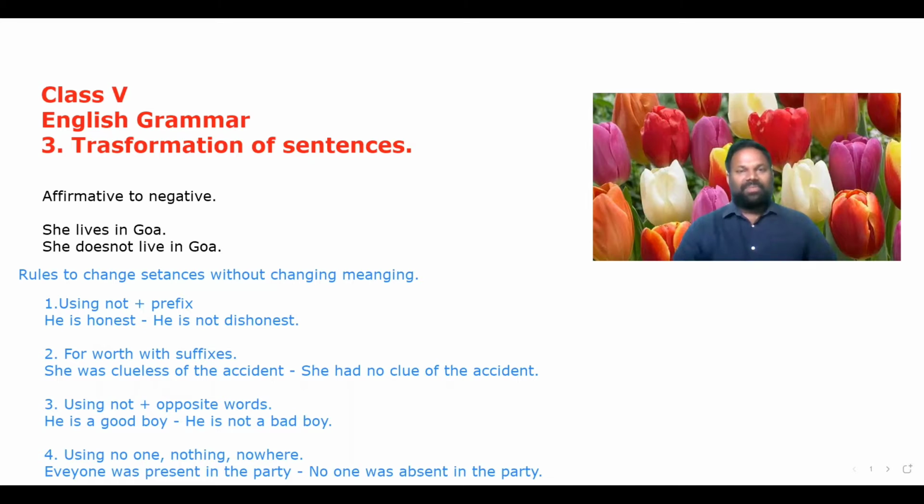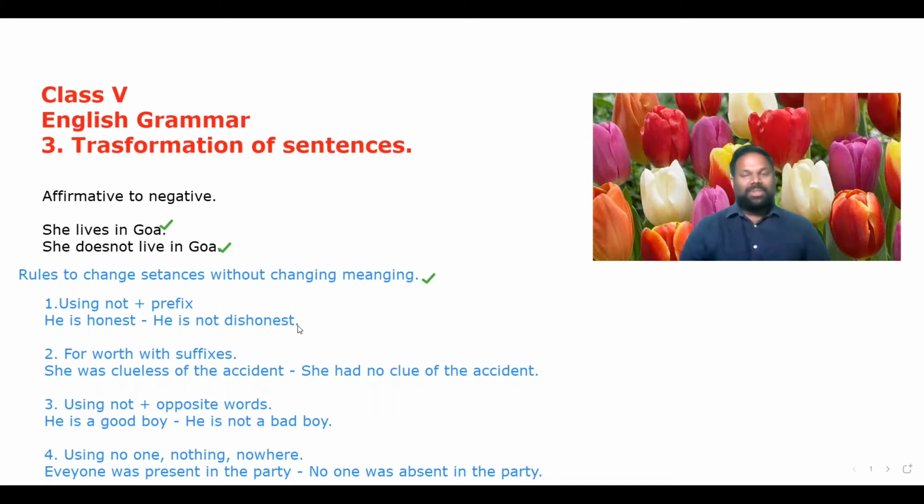Usually when we change an affirmative sentence, it turns out like this. She lives in Goa. That's the affirmative sentence. And when you turn that into a negative sentence, it will be, she does not live in Goa. So that gives you an entirely different meaning, the opposite meaning. Today, let's learn how to change sentences without changing their meaning.